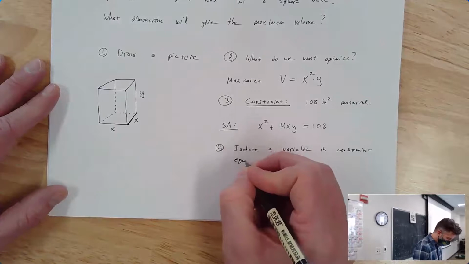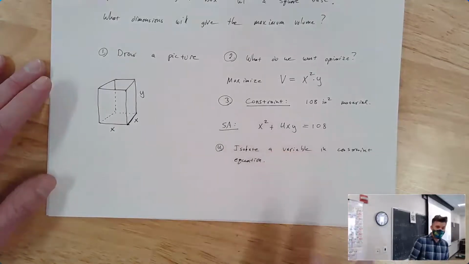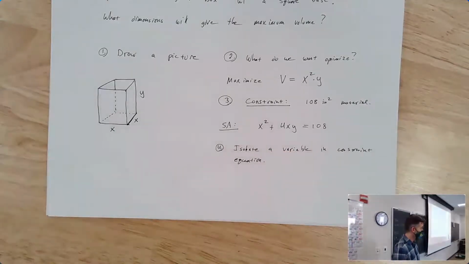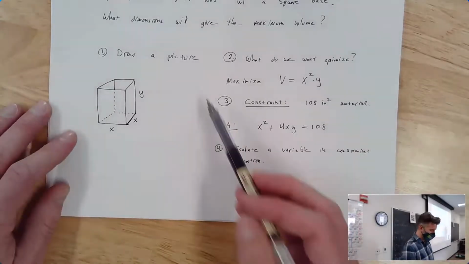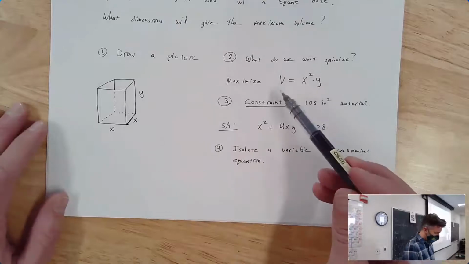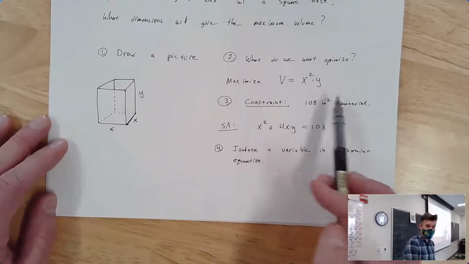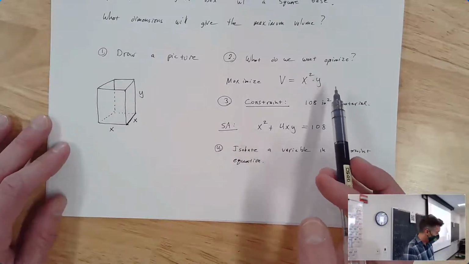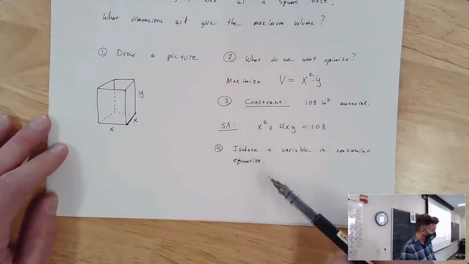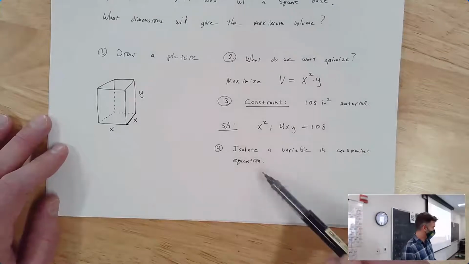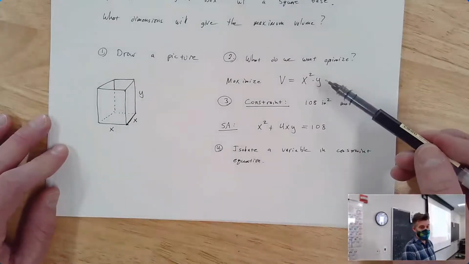Most of the time, it should be relatively obvious which one to choose. Or in your homework, they might literally tell you. If this was a WebWork problem, they might say, write the equation for the volume in terms of just the variable x. Meaning you have to take your constraint, solve for y in terms of x so that you can plug y in terms of x back into the thing.